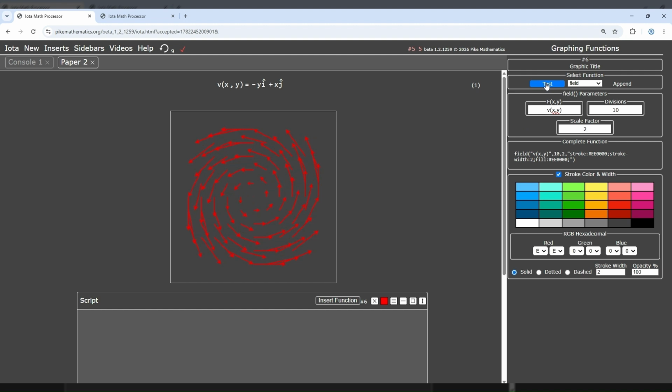All right. So now you've got this graphic. We can understand a little better what this vector field's doing. In particular, it's got this counterclockwise rotation to it, and as you move away from the origin, the vectors are actually getting larger. Let's go ahead and look at another example.